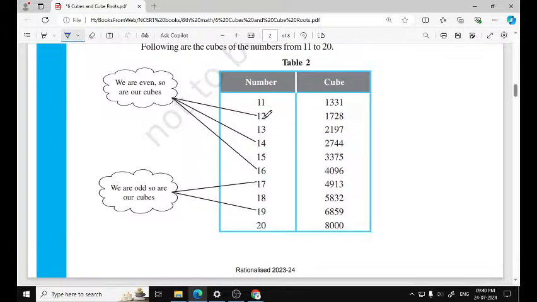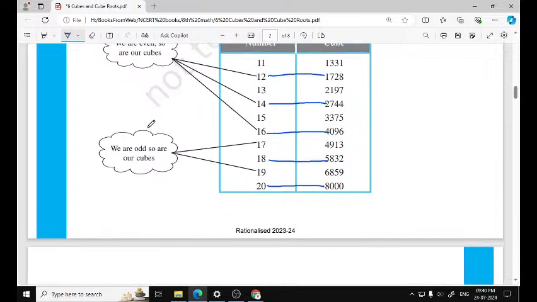Now let us observe even numbers: 12, 14, 16, 18, 20. And if you observe their cubes, cubes of even numbers are even and cubes of odd numbers are odd. We are even, so our cubes are also even. We are odd, so are our cubes.